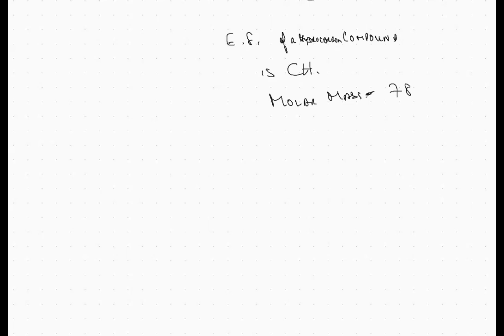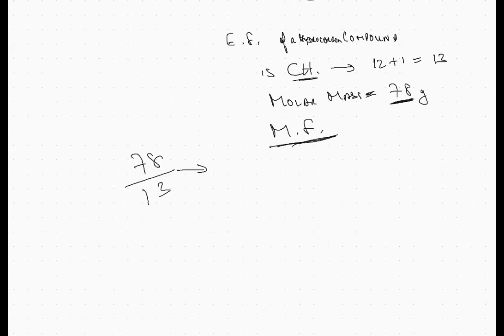It's the MF, molecular formula. How do you do that? First, find the mass of this empirical formula. So carbon 12, hydrogen 1, you get 13. Now see how many 13s are there in 78. So divide 78 by 13, which is the same as dividing the molecular formula mass by the empirical formula mass. 78 divided by 13, I get 6. Which means C6H6 would be the molecular formula.